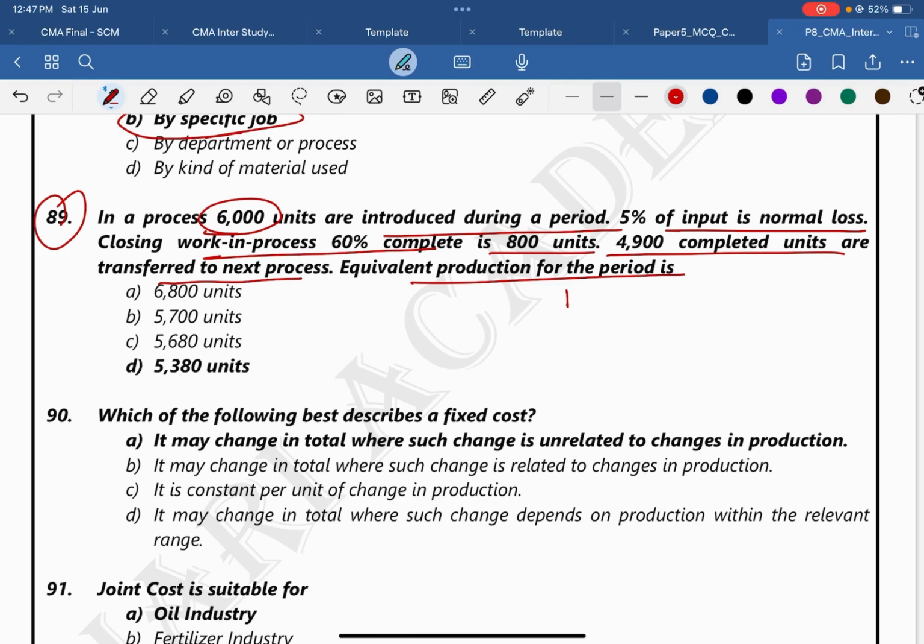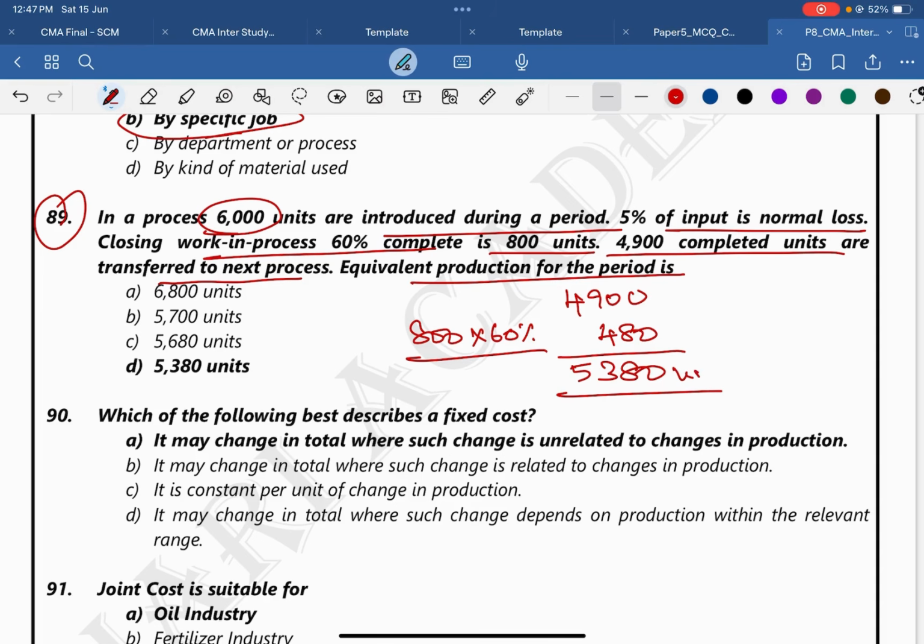This was already done. Take 4,900, calculate 800 into 60 percent. You will get 6 8s are 480. If you add 480, you will get 5,380 units. That's the equivalent production of completed units. Equivalent production is nothing but completed units.